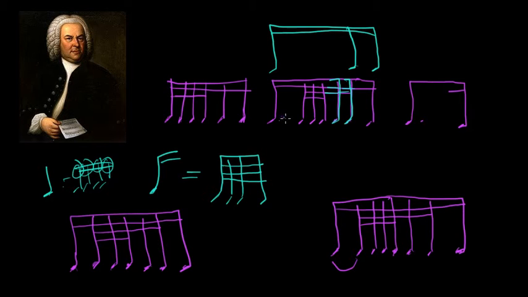And we have a dot following a 16th note. So a dot following a 16th note is half of a 16th note. Half of a 16th note is a 32nd note. A 32nd note equals two 64th notes.